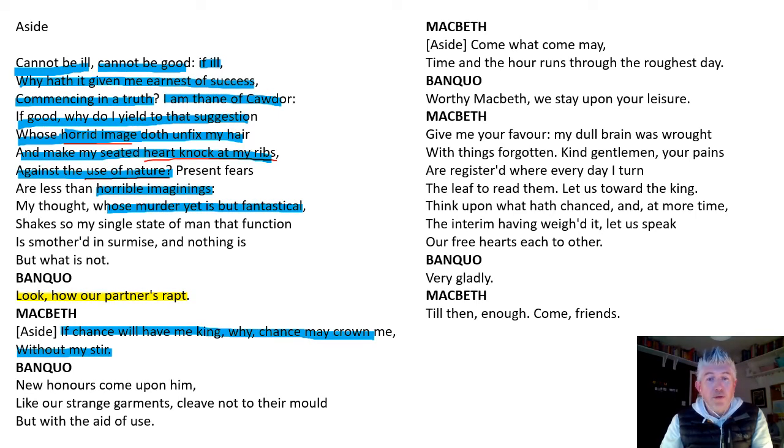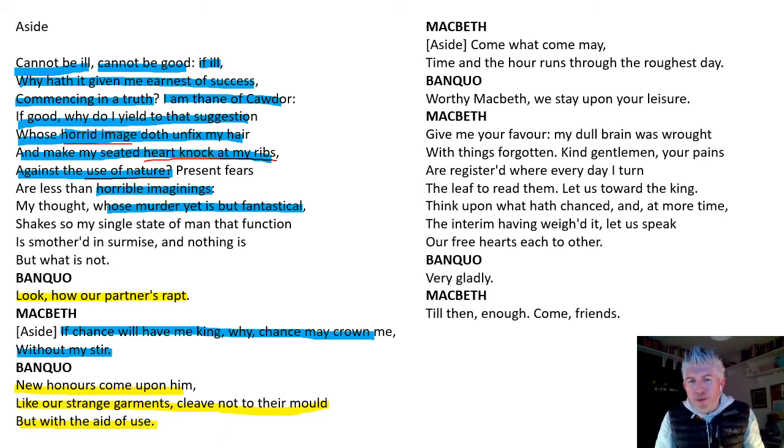So Banquo now speaks, and he says, "New honours come upon him like our strange garments, cleave not to their mould, but with aid of use." And well, that's basically him saying that the new title he's been given doesn't quite fit him properly. It's like he's got some new clothes on, strange garments, some new clothes that don't quite fit him yet. But he'll get used to it as he gets used to the idea of becoming Thane of Cawdor. He'll settle into it. He'll be fine.